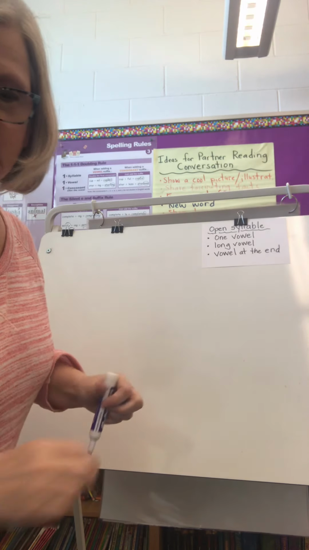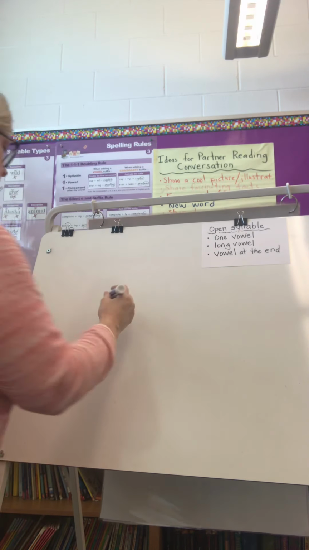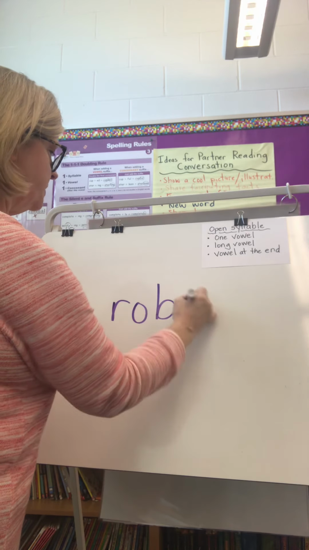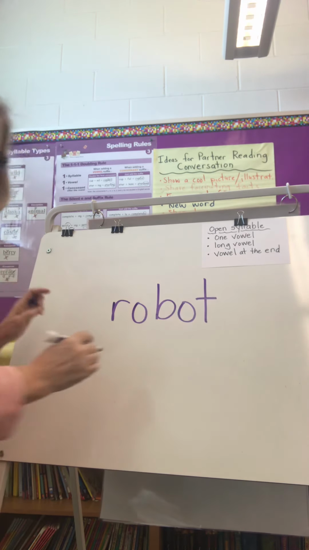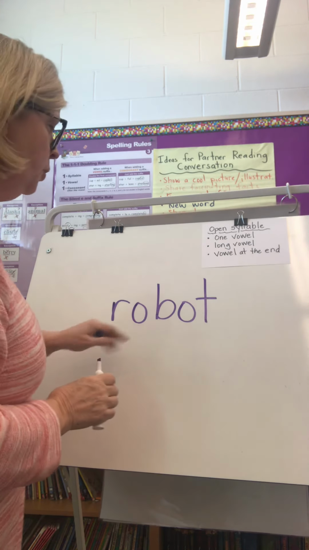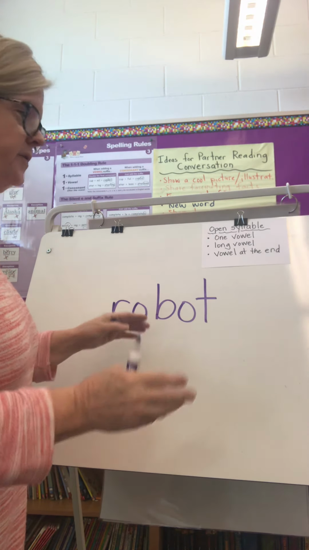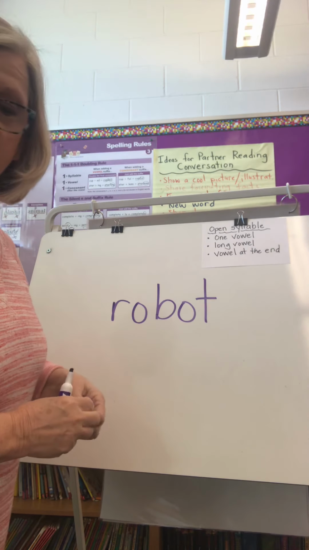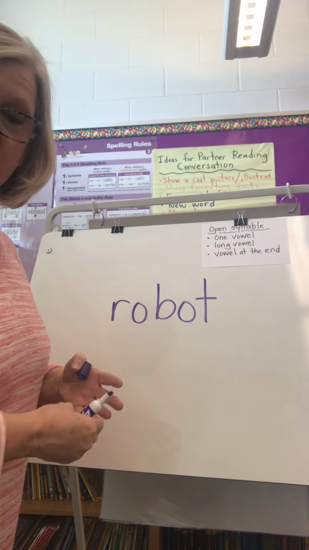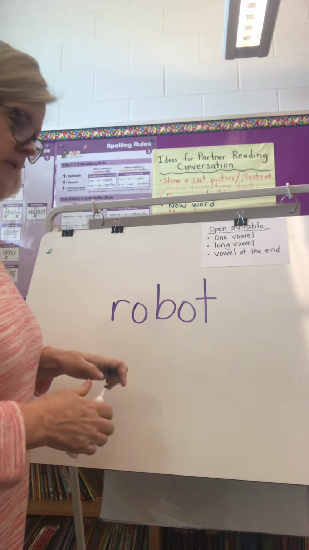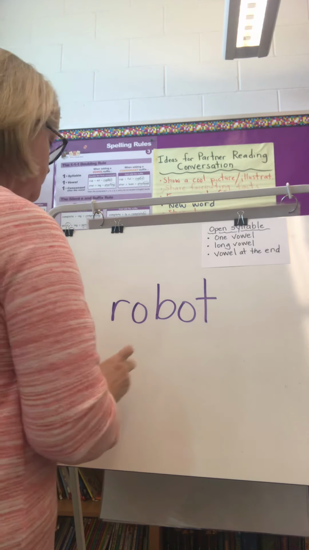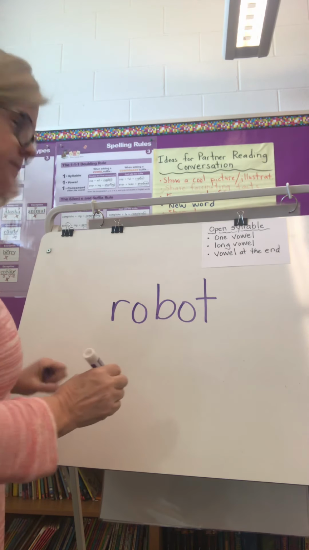Let's do another one. All right, the next one is robot. Now, here's the thing about this word. It is more than one syllable. So you can have an open syllable word, and it also can be combined with a closed syllable. There are many words in our language that are multisyllabic, and this is one of them. It has two syllables. So let's see where we're going to divide this up. We're going to divide it, and then we're going to mark it, okay?